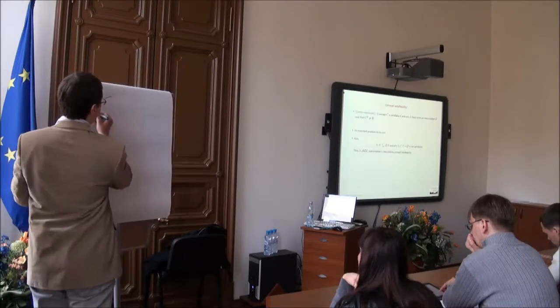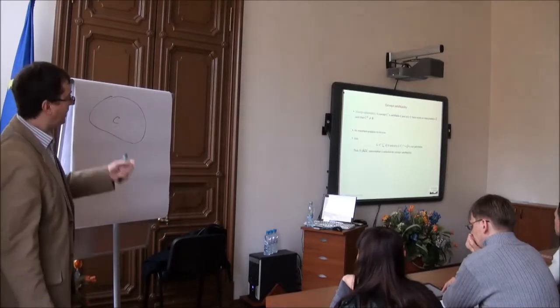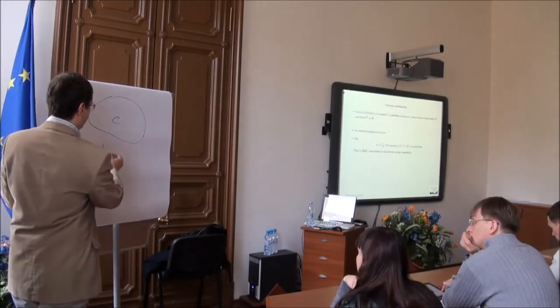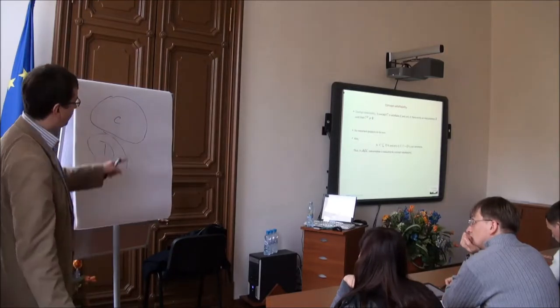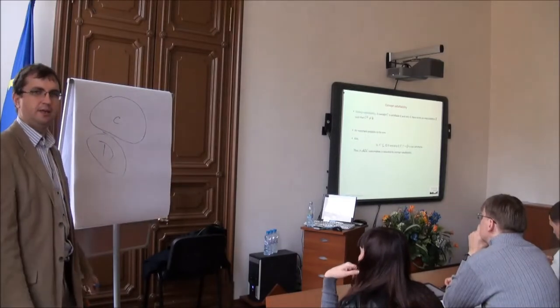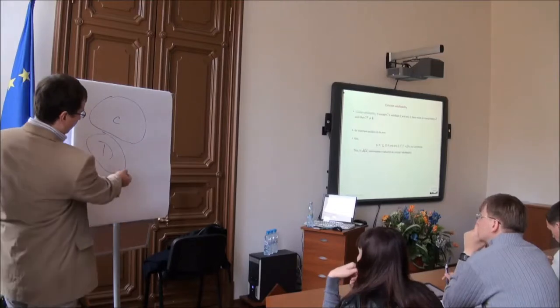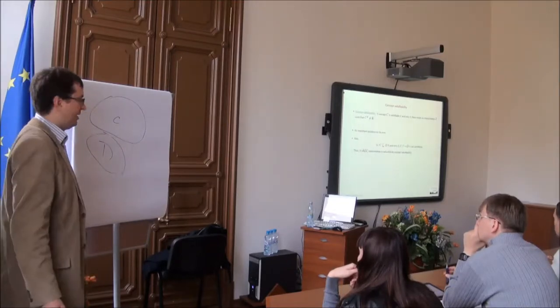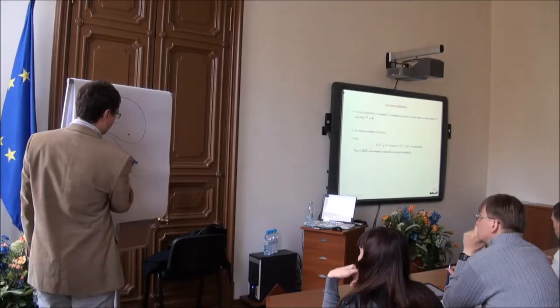So I have somewhere an interpretation of C, and I have somewhere an interpretation of D, and what I know is that the intersection of C and the complement of D must be empty. It's unsatisfiable. But look at this picture, clearly it's not the case. So assume there exists an element which is in C but not in D.